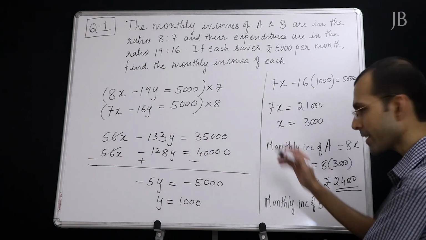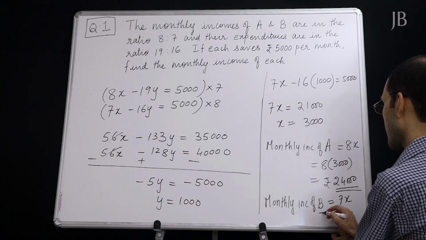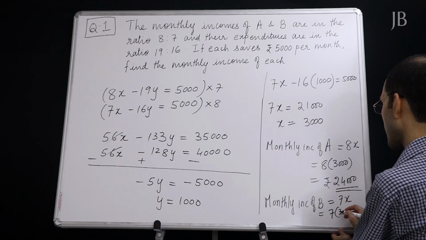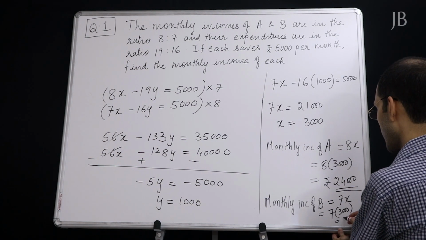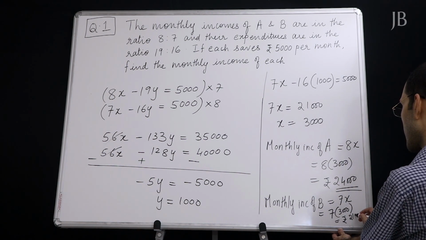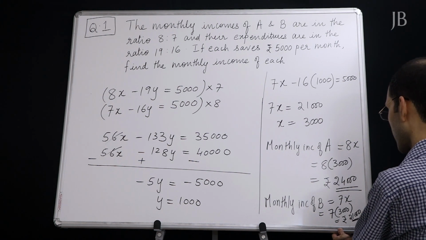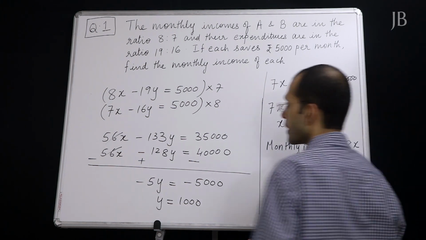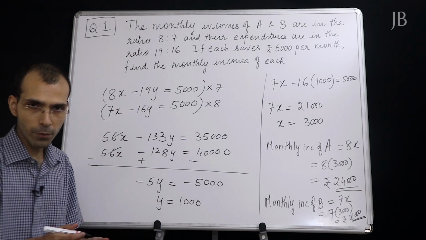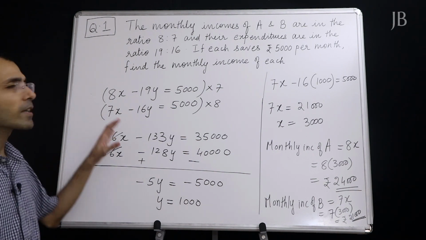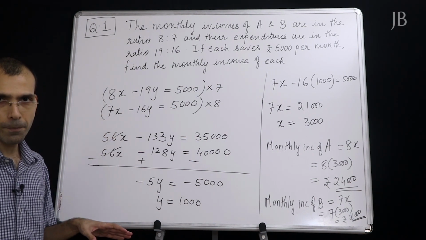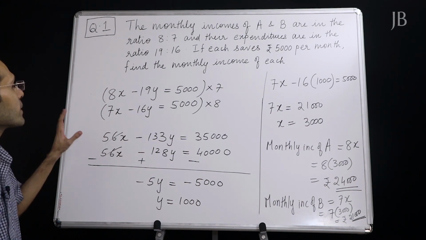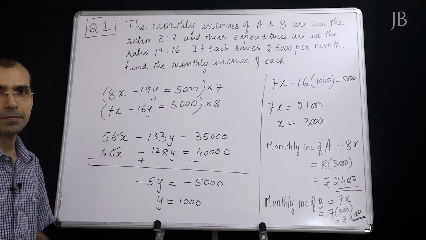Then monthly income of B. That was 7x. So that is 7 into 3000, is equaling rupees 21,000. Double underline, and we are done with this question. This is a standard typical 4 marks question. So question 1 is now complete.